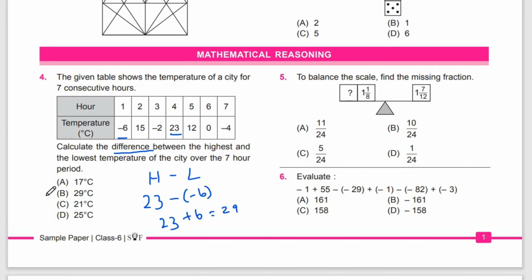Do we have it here? Yes, option B is the right one. Easy. Don't forget to put this minus sign. Usually kids forget to do this. So put a bracket and put this minus sign. Clear? Now let's go to the next question.